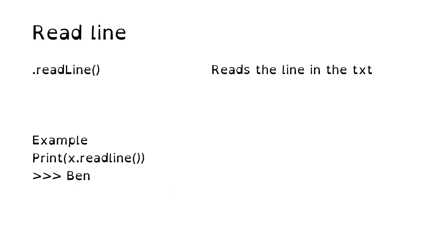Okay, now we have a file with text inside of it. Let's say we want to read it. What we'll need to do is print followed by the variable holder, then dot read line. The brackets can remain empty. In this example, if we read the text file, we'll be given the name that we saved earlier.